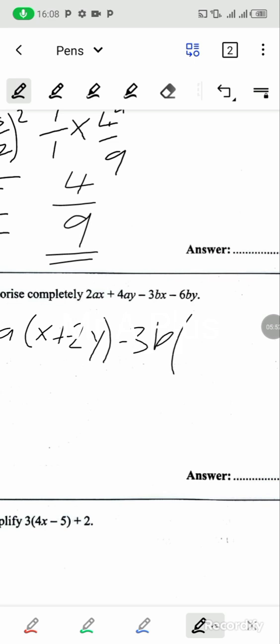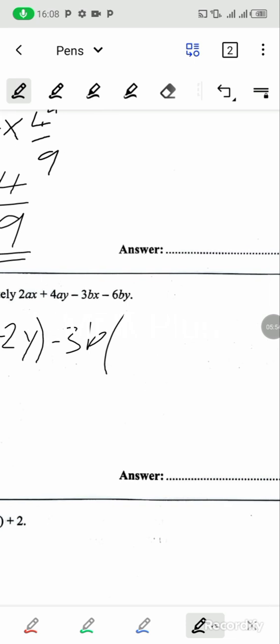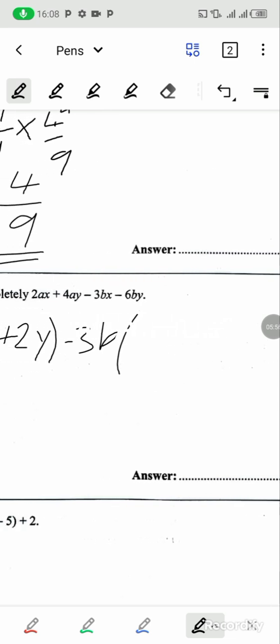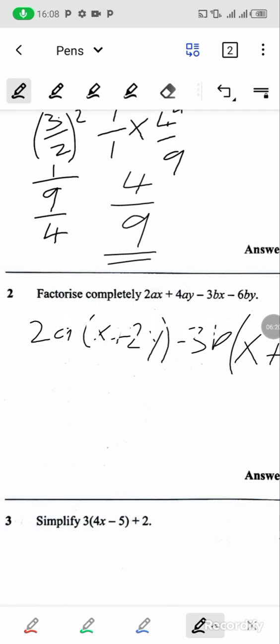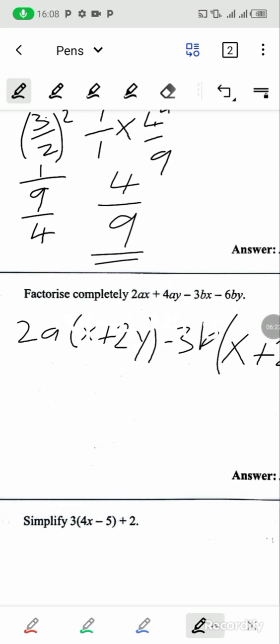So that negative 3b is going to be outside. Then we open the bracket. Then you say negative 3b into negative 3bx, the answer will be positive x. Then negative 3b into negative 6by, the answer is going to be positive 2y, because negative into negative is positive.